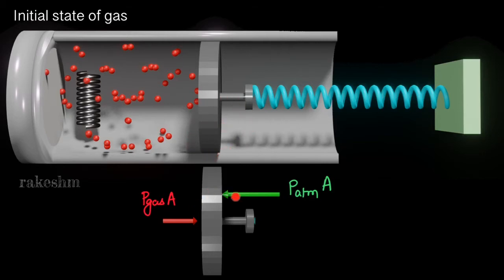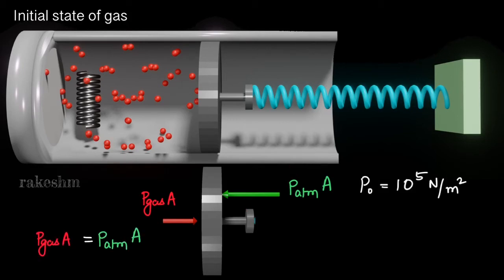So the net force on it is 0. The force on it due to the gas equals the force on it due to the atmosphere. So we can say P gas into cross section area equals P ATM into cross section area. The area we can cancel, and we can say the pressure of the gas initially is equal to the atmospheric pressure. So we are denoting the initial pressure by P naught. So P naught equals 10 power 5 Newton per meter square.